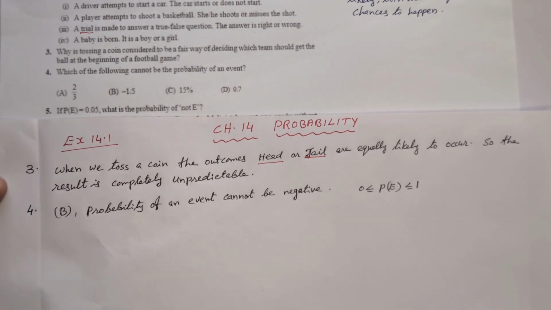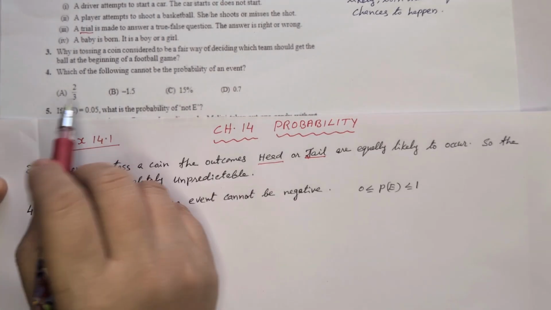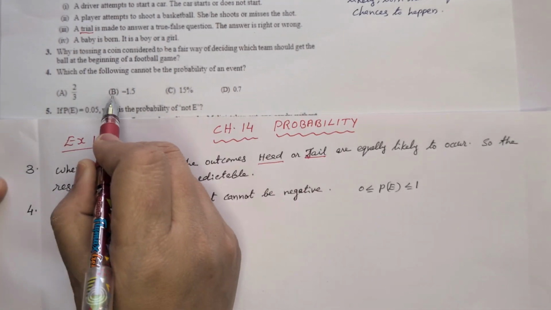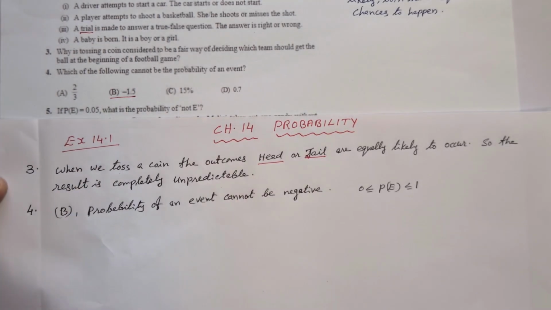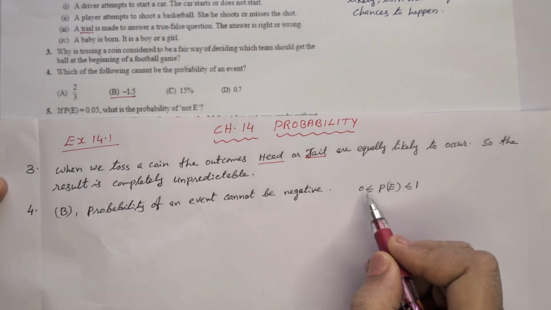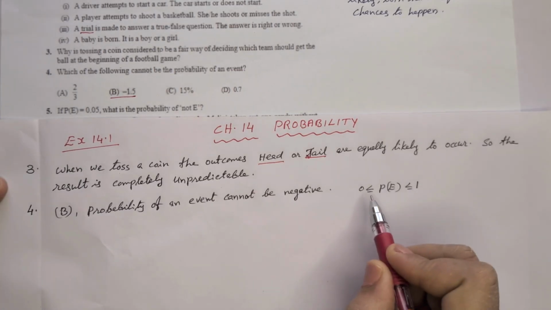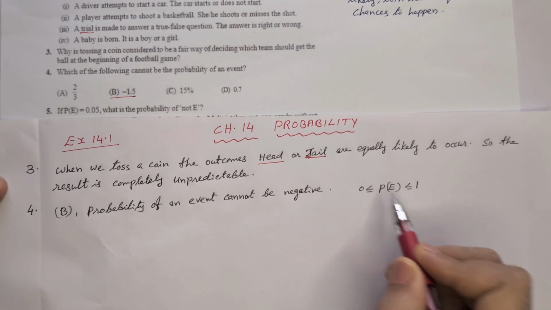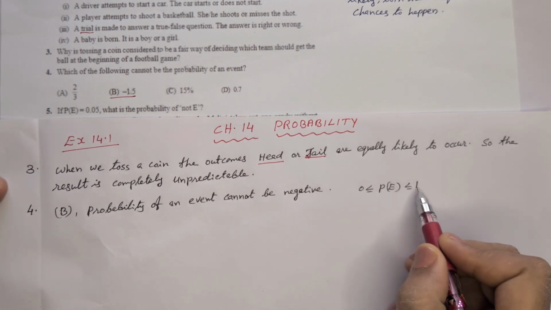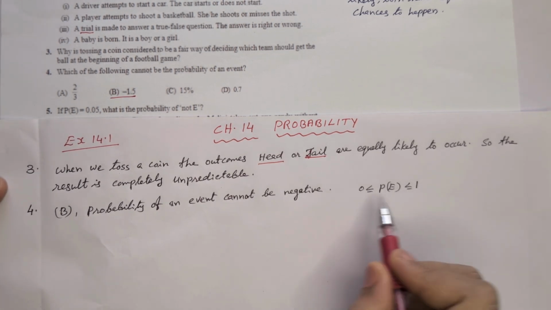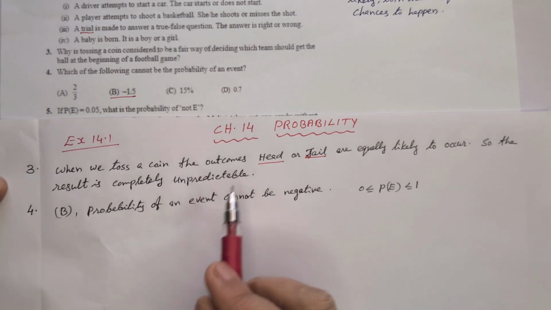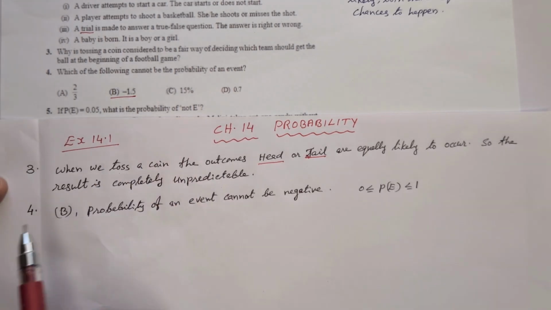Now question number 4. Which of the following cannot be the probability of an event? Option B is a negative value. We know that the probability of an event cannot be negative. It lies from 0 to 1, can be equal to 0 or greater than 0, can be equal to 1 or less than 1. So a negative number does not fit here. That's why option B is correct.